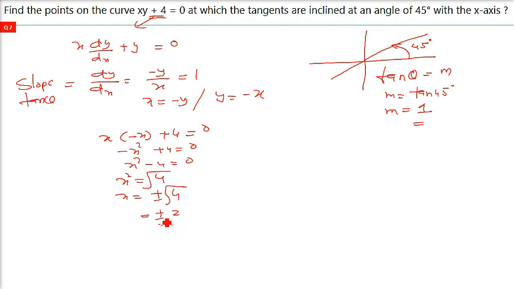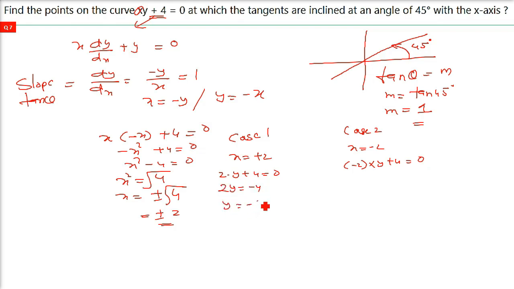Again, for every x there will be a value of y. So there are two values of x we got, so there will be two values of y. So we'll take two cases, case 1 and case 2. x is equal to plus 2 here. x will be equal to negative 2 here. Now put it in this equation, xy plus 4 equals 0. So 2 into y plus 4 equals 0. Put it as minus 2 into y plus 4 equals 0. From here you will get 2y equals negative 4. y will be equal to negative 4 divided by 2, that is going to be minus 2. Here y will be equal to negative 4 divided by negative 2. Negative gets cancelled, so y is 2. So you have two pairs, (2, -2) and (-2, 2). There are two pairs which we will get.